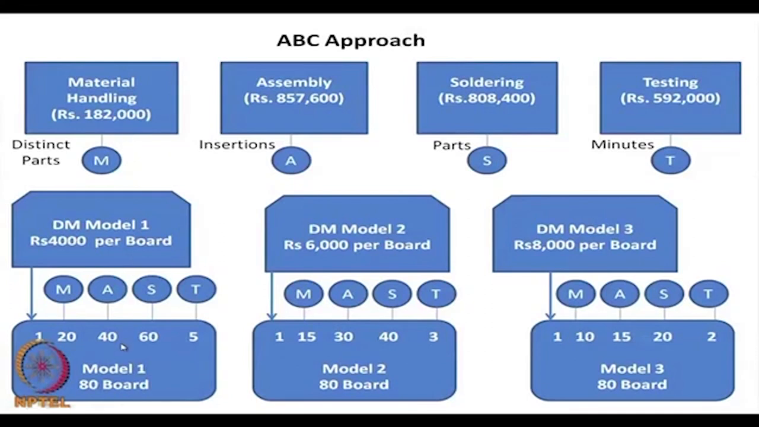So, in the same proportion, that is 1600 divided by 1600 plus 1200 plus 800 is the ratio with which this will be allocated to model 1. And similarly, allocation will be made for assembly, for soldering and for testing. And then the direct material cost of model 1 multiplied by 80 is to be added. Then the cost of making a model 1 board is fully calculated.